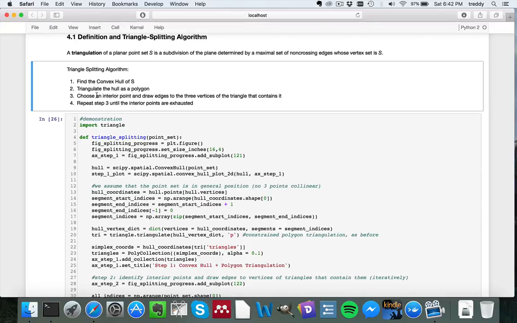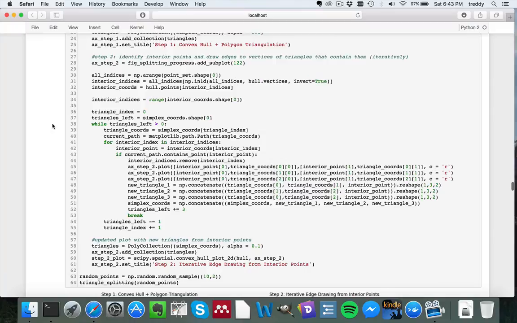And then steps 3 and 4 together are these iterative steps where you pick an interior point within the initial triangles from triangulating the convex hull, and you draw edges from that interior point to the 3 vertices of the polygon that contains it. Each time you do that, you form 3 new triangles within the original triangle. And you continue this iterative process of taking the internal points of the new triangles and drawing edges from that point to the vertices of the triangle that contains it.